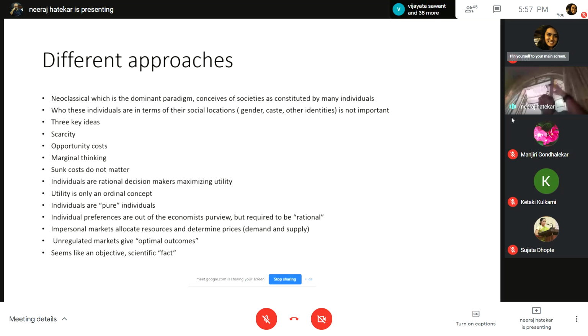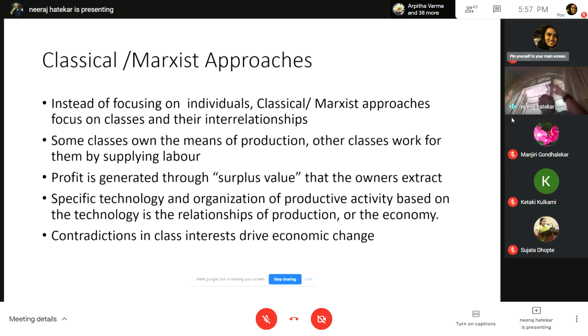That's the kind of picture we have of neoclassical economics. On the other hand, there are other approaches. Think of the classical Marxist approach. The key difference here is that you don't think of the economy as consisting of many disembodied individuals. These individuals have certain locations, in terms of the class that they belong to. For example, they might own means of production, so they are capitalists, or they might own nothing but their labor, which they sell to capitalists. Then they are workers.